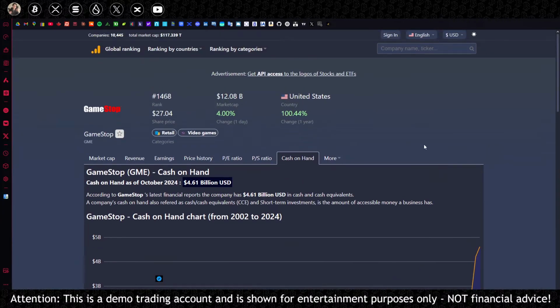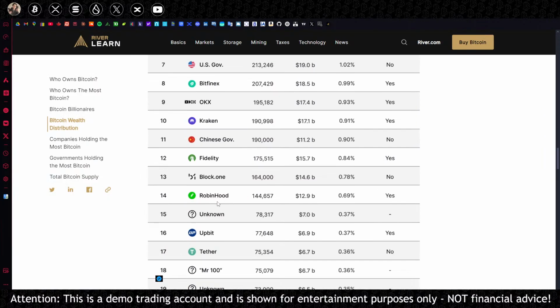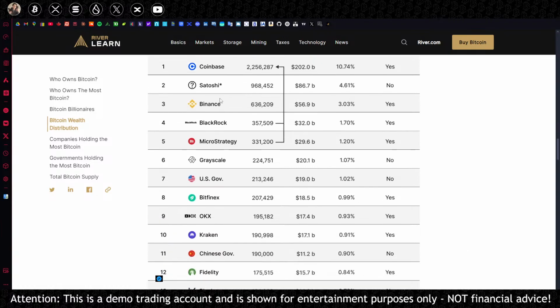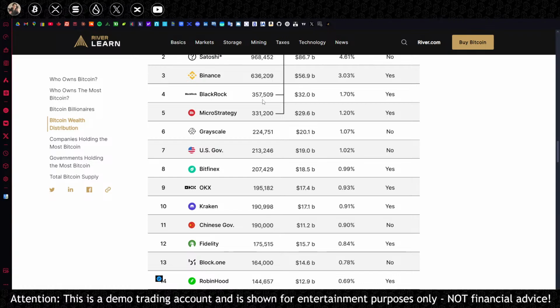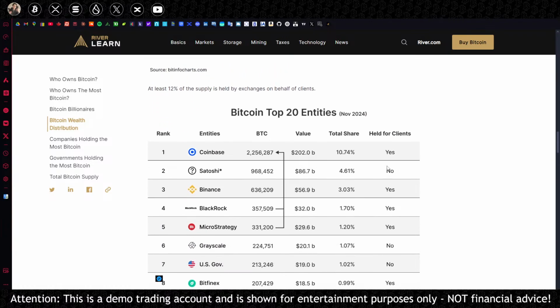Talking mainly about MicroStrategy. If GameStop decides to do this as well, Coinbase and Robinhood is a different story because they make money off of commissions. It all depends on the popularity, of course, of crypto. That's when people would be buying it or not. You see Robinhood is here and Coinbase is here. I don't know why Coinbase is top. I don't think it is. Satoshi Nakamoto, Binance is up here. BlackRock. These numbers surely have increased. This is as of November 2024.